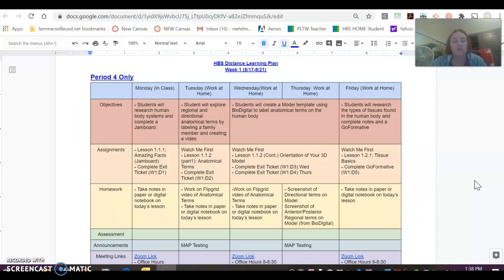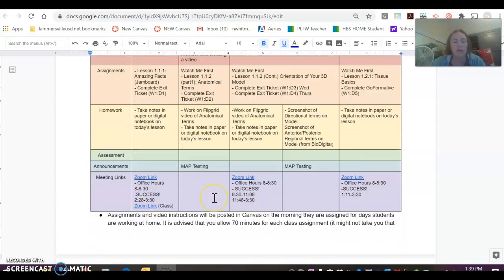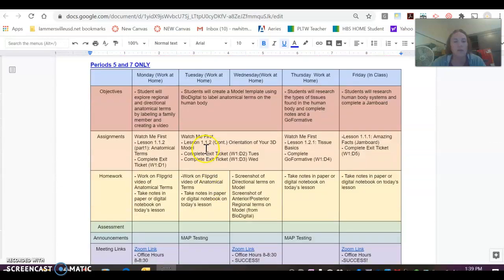So the first thing I wanted to show you was our distance learning plan for the week. It should have been emailed to you as well as put onto Canvas announcements. This first table is 4th period only, because they're on a different time schedule than the other two periods. So what I'm talking about today is Tuesday's homework for 4th period, and Monday's assignments for 5th period and 7th period.